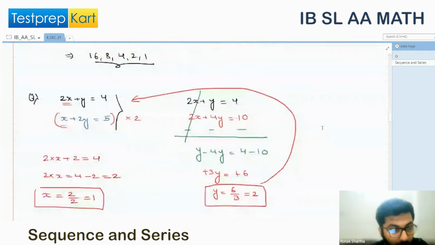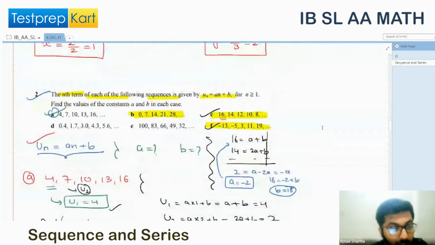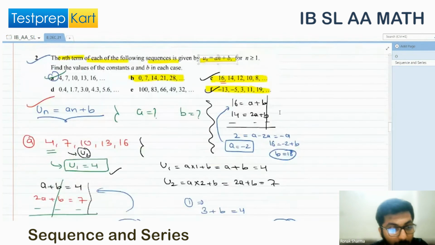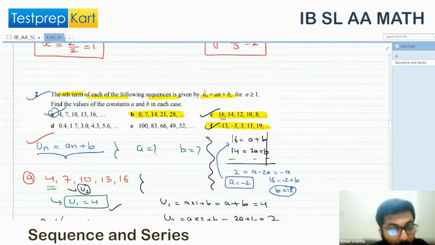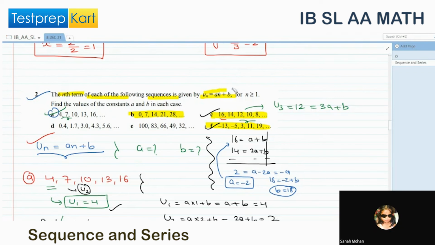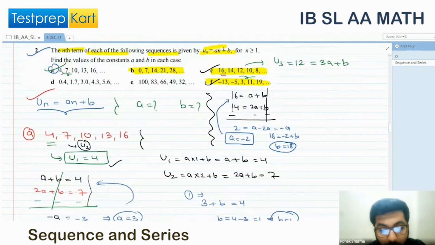Then we did the second kind of question. What was that? If we know that u_n is an plus b, and if I provide you the sequence, then you should be able to give me the value of a and b. How? You take any two terms. Remember, you are not bound to take only the first two terms. You can take any two terms, but put n according to that only. Let's say for this one, if I take u3, that will be 12, but that will be equal to 3a plus b, because I have to put 3 here. Got it? So you should be clear with that.